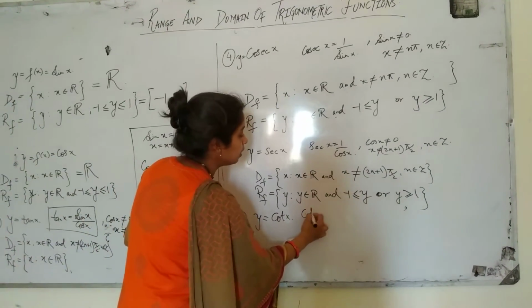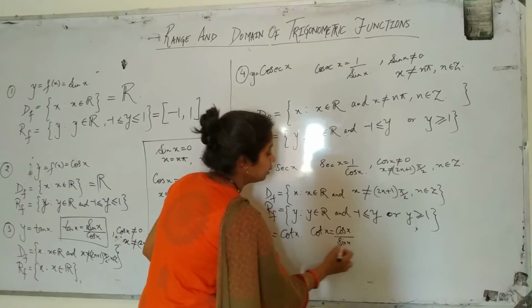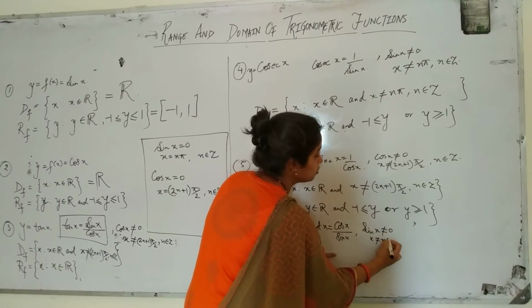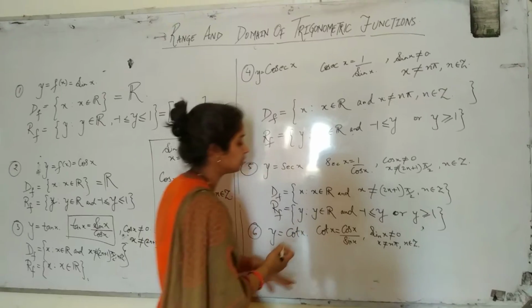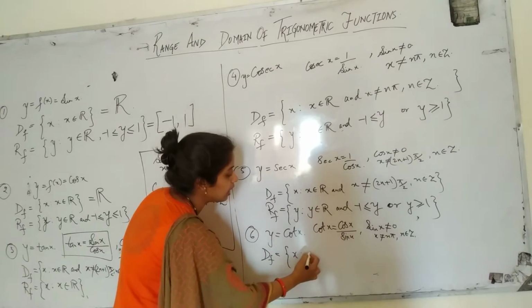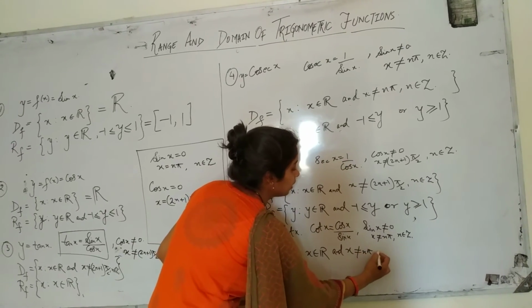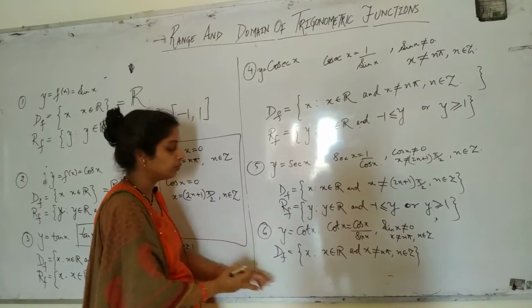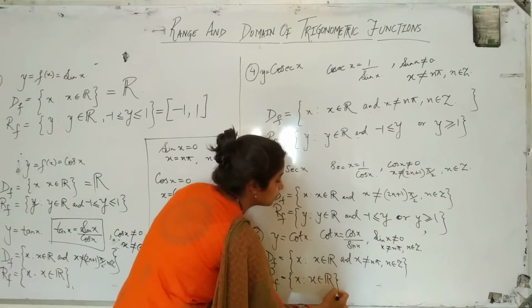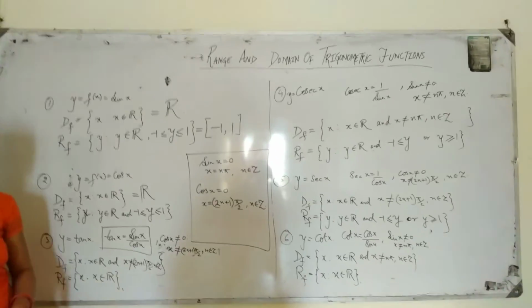Now the sixth and last type of function is cot x. Cot x is the ratio of cos upon sine. So here the condition will be sin x is not equal to 0. That means x is not equal to n pi, where n is an integer. Using this I can write the domain of cot x: x such that x belongs to the real numbers and x is not equal to n pi, where n is an integer. This is the domain, and the range of this function is again the set of all real numbers. So these are the ways of writing the domain and the range of trigonometric functions.